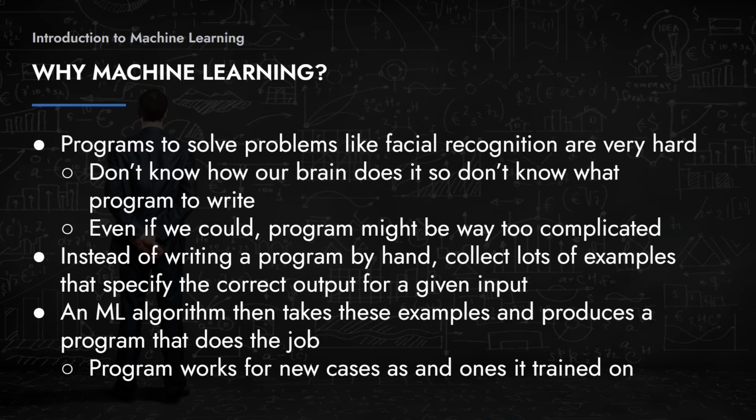So instead of writing a program by hand, which is what conventional programming does, we can instead collect a lot of examples that specify the correct output for a given input. Okay. So in the case of facial recognition, we can collect millions of examples of images, and we can classify them. We can specify which image or which digit is the correct one based on our own human input. And we can take that data and feed it into a machine learning algorithm, and the machine learning algorithm can learn from that data how to classify new cases. Okay, that's essentially what machine learning is.